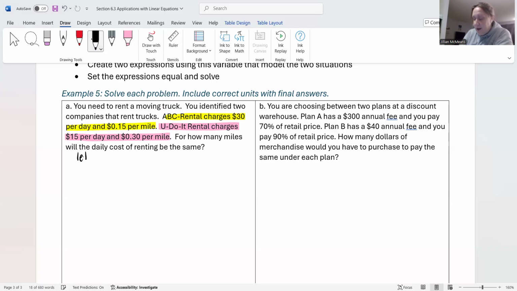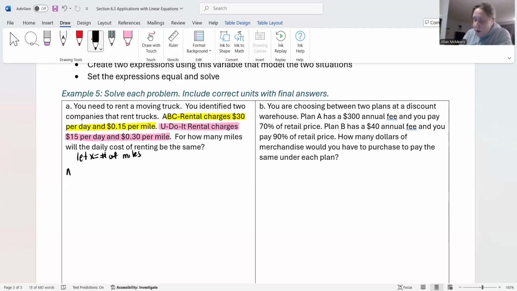Okay, so let's assign a variable. We want to let X equal the unknown. In this case, the unknown is how many miles you would have to drive. So let X equal the number of miles. Now let's come up with basic expressions to represent the cost for ABC Rental and then the You Do It Rental.